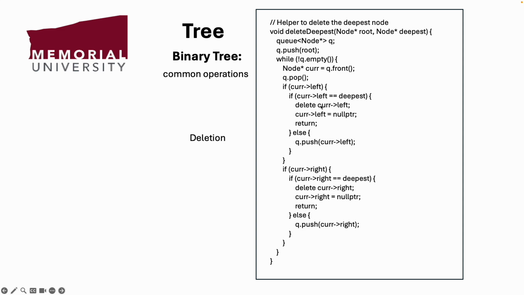So delete the current left, and assign the current left as a null pointer. Otherwise, we're going to push the left child into the queue, and then we check the right child. If the right child is a leaf node, we're going to process deletion: delete the current right child, and also assign current right as a null pointer to prevent dangling pointers. Otherwise, it's going to push the right child into the queue.